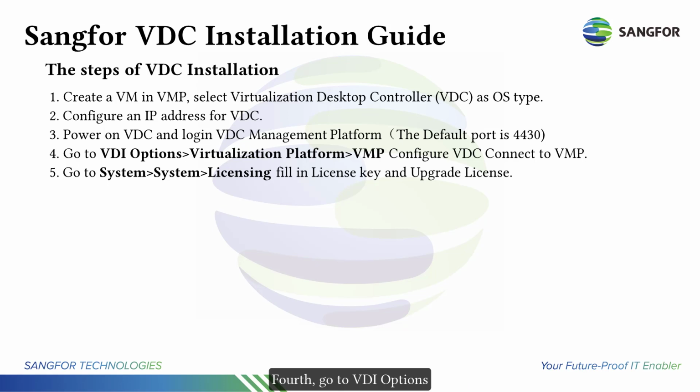Fourth, go to VDI options, virtualization platform VMP, configure VDC, and connect to VMP. Fifth, go to system licensing, fill in the license key and upgrade the license.